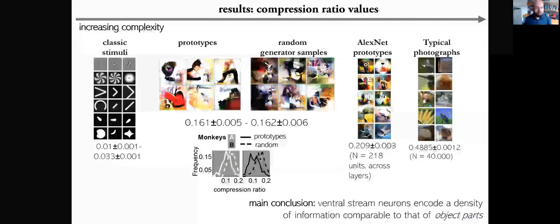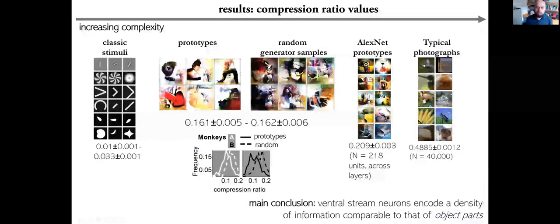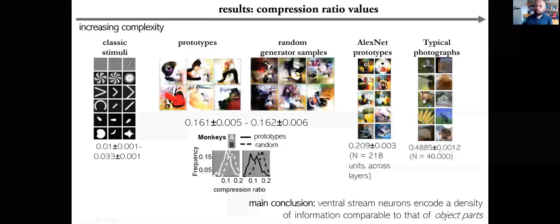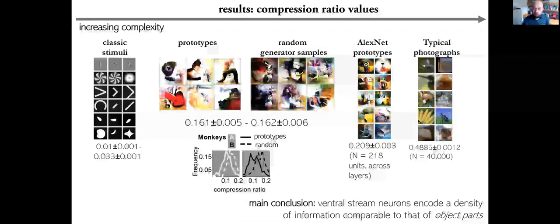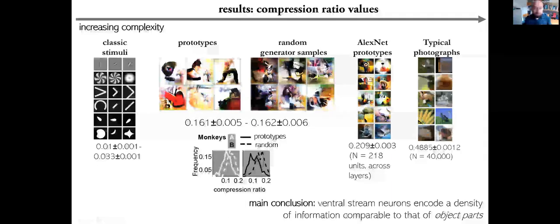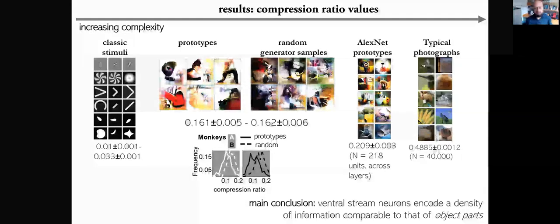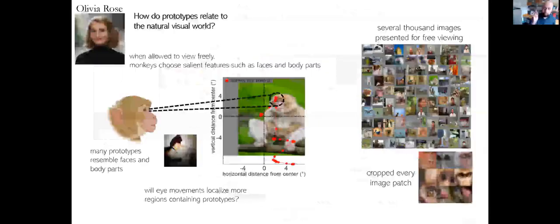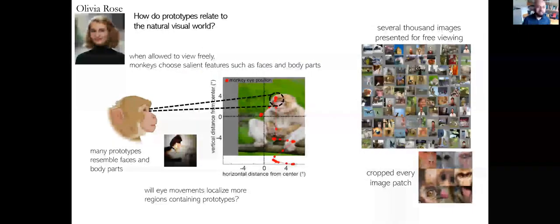We found that prototypes tended to have a complexity that was lower compared to random generator images produced by the exact same model without neuronal guidance. They were also simpler than the kinds of representations present in classically trained neural networks like AlexNet, and simpler than random images from the natural world. Interestingly, though, they were also more complicated than the classic stimuli that have been used in previous visual neuroscience studies to characterize the function of ventral stream neurons. So our main conclusion is that the ventral stream neurons are encoding a density of information that is comparable to object parts. So that leads us to the final question of how do prototypes relate to the natural visual world?